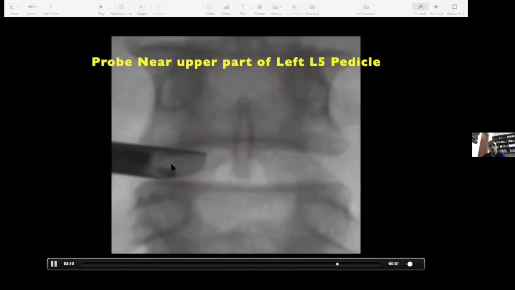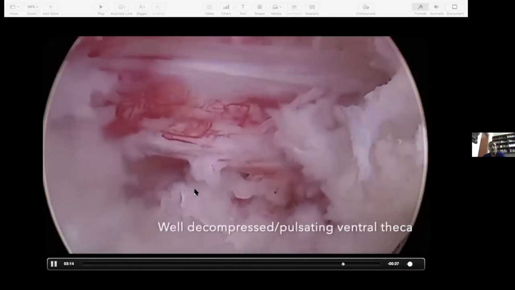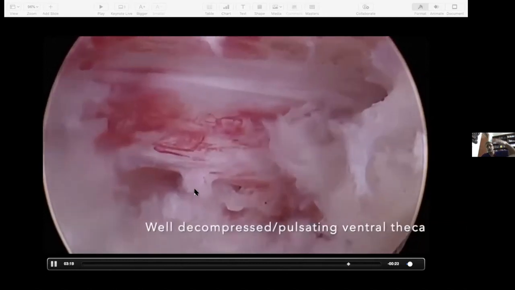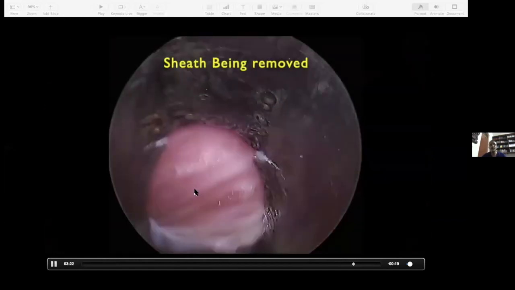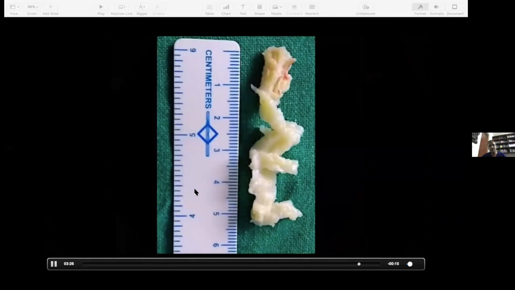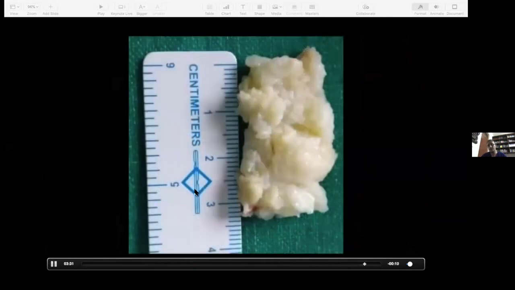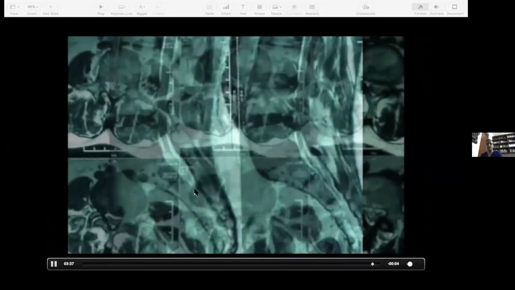So here I'm showing the inferior pedicle. I'm touching the inferior pedicle from inside. And this is the final decompression, and you see how the dura is pulsating. And then I remove the sheath. This was the large fragment that we removed, a total of more than 5 ml. This was the post-op. The patient has started improving.